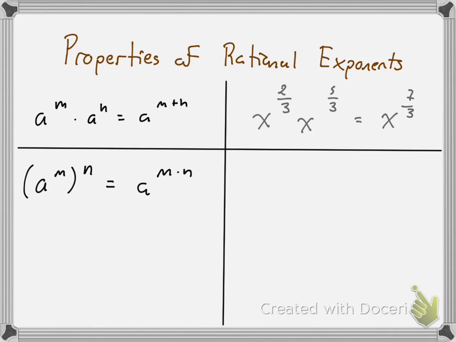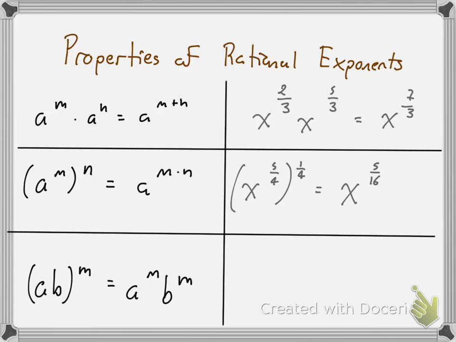Next, a newer concept that we're going to look at, a to the m taken to the nth power. When I'm taking an exponent to a power, I multiply them together. So that's the big difference between that last example and this example that we're looking at. So now, if I had x to the 5/4 power taken to the 1/4 power, I'm going to multiply those fractions together, and I would get x to the 5/16 power.